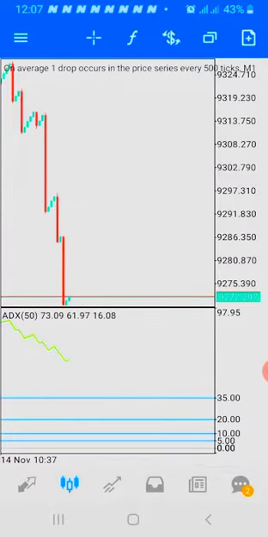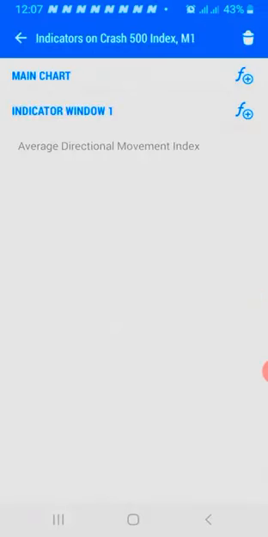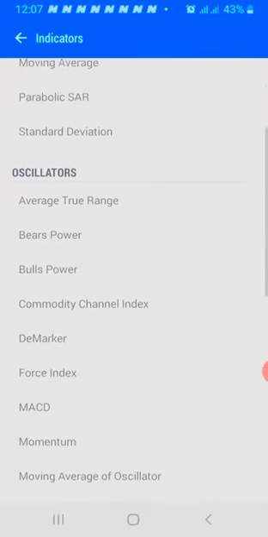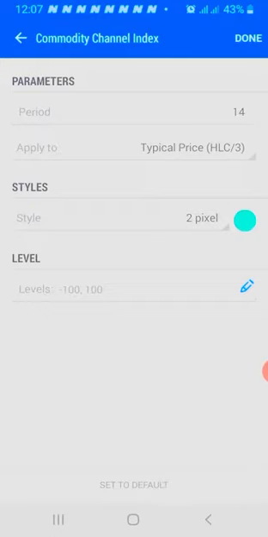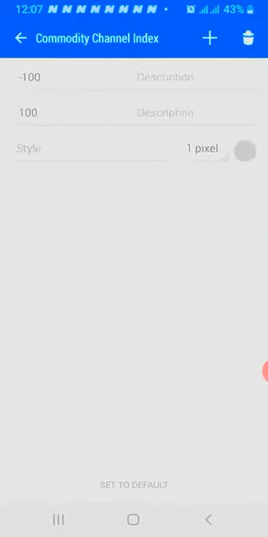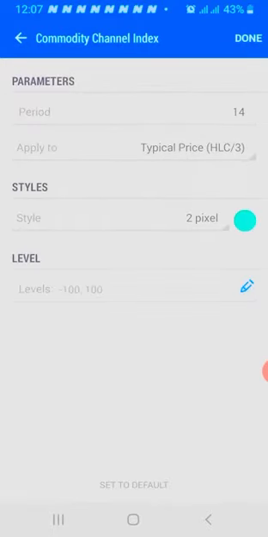The next indicator we'll need is the Commodity Channel Index. Same as indicator window 1, you look for Commodity Channel Index. Then the period, we're using period 14, apply to typical price, 2 pixel, and we're using green. Then the levels are minus 100 and 100. Color, you can use the color of your screen as well. So you click done.